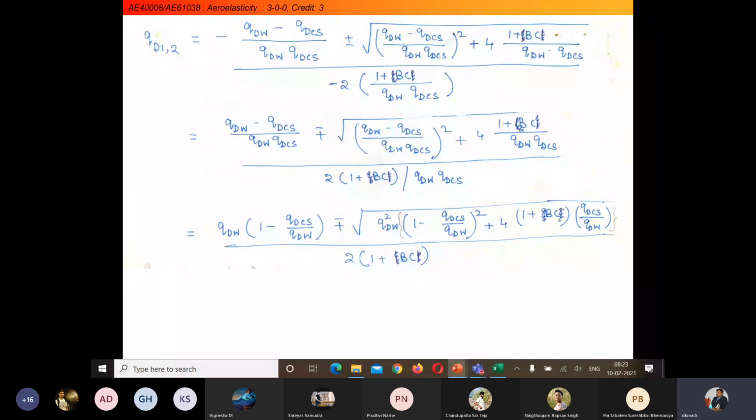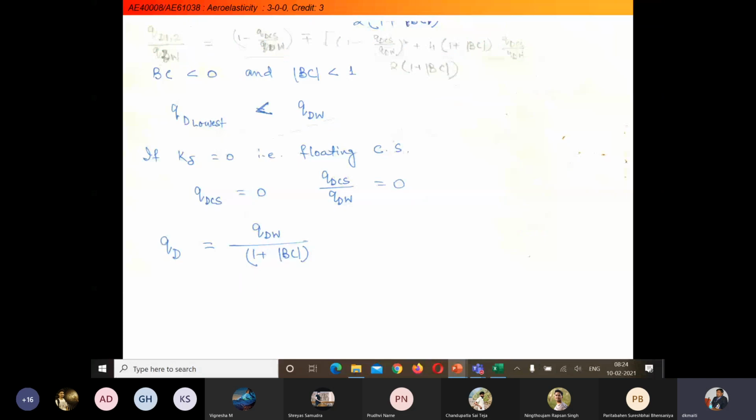I'll just show you how, because to find out the value of QD1 and QD2, we need to take some numerical non-dimensional values so that I can finally calculate the value of QD1 and QD2. If you look here, if BC is less than 0 and mod of BC is less than 1, then we will be getting QD lowest less than QD wing.